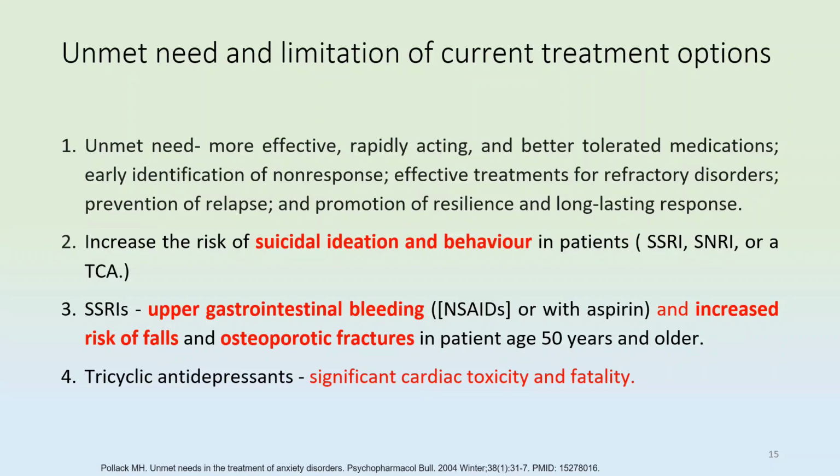Now, what are the unmet needs and limitations of current treatment options? The unmet need is that we need more effective, rapidly acting management and better tolerated medications. We need early identification of non-response, effective treatment for refractory disorders, prevention of relapse, and promotion of resilience and long-lasting response. There is an increased risk of suicidal ideation and behavior seen in patients on SSRIs, SNRIs, or TCAs. SSRIs also cause a lot of GI symptoms and increased risk of falls and osteoporotic fractures in patients aged 50 or older. And TCAs cause significant cardiac toxicity and fatality.